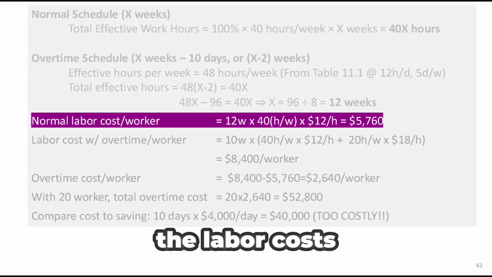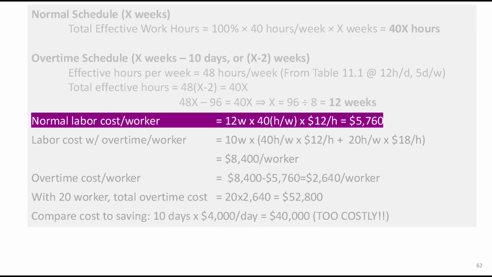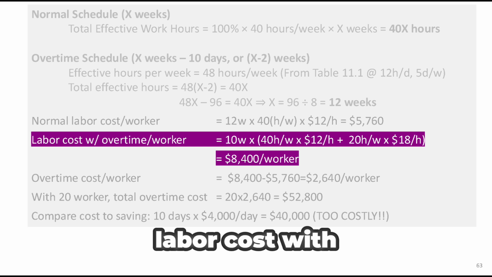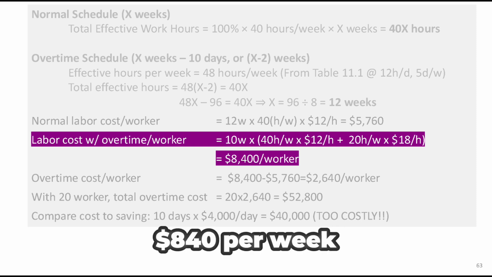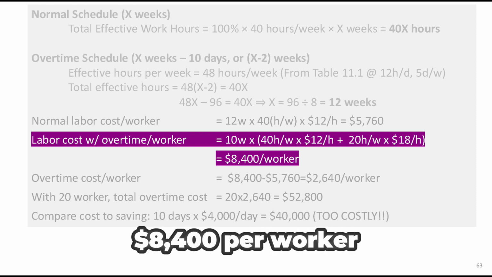Let's now calculate the labor costs. Normal labor cost per worker, 12 weeks times 40 hours per week at $12 an hour. That gives us $5,760 per worker. Labor cost with overtime. Now we're working 10 weeks with 40 regular hours and 20 overtime hours each week. So each week, the cost is 40 hours at $12 plus 20 hours at $18. That totals to $840 per week multiplied by 10 weeks gives us $8,400 per worker.